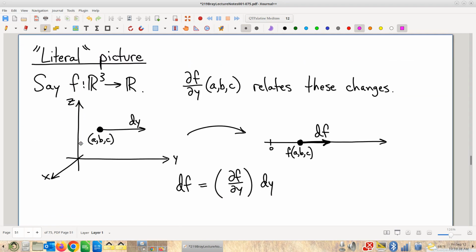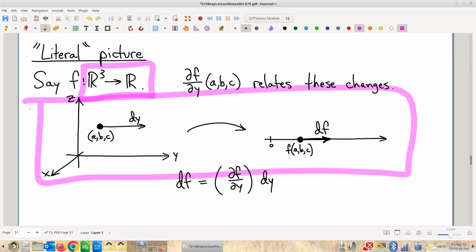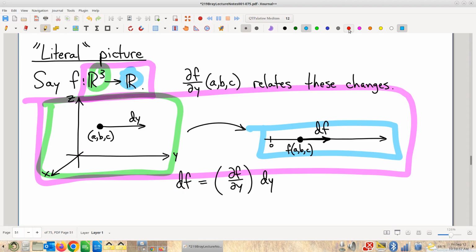Okay, now again, that was graphs only. Let's think about some of our other types of pictures. Y'all recall I like this literal picture, like so, where you literally just draw the domain, and then you literally just draw the target, and then you literally represent the action of the function as moving points from the domain to the target, like so.